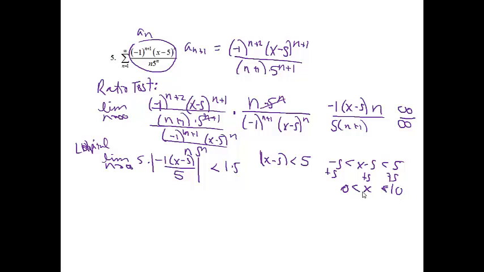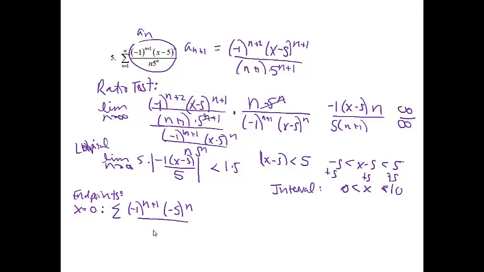Okay, so that's pretty much my interval of convergence but we do have to test our endpoints. So testing the endpoints. First of all, let's test x equals 0. So if I put 0 into this whole big formula for the x, I'm going to get negative 1 to the n plus 1. And then if I put 0 in there, I'll have negative 5 to the n. And then this is going to be over n times 5 to the n.